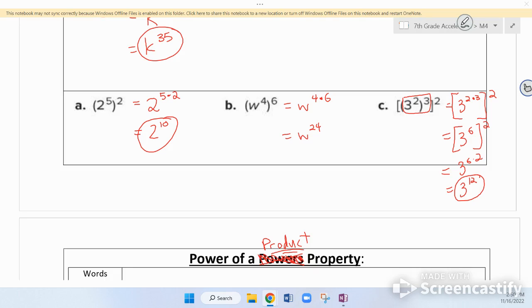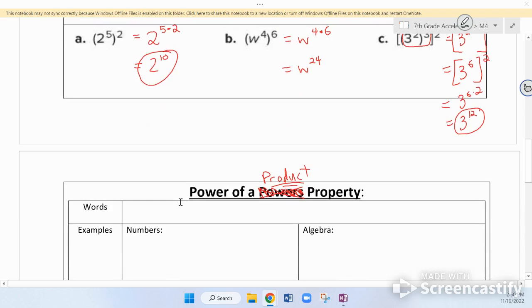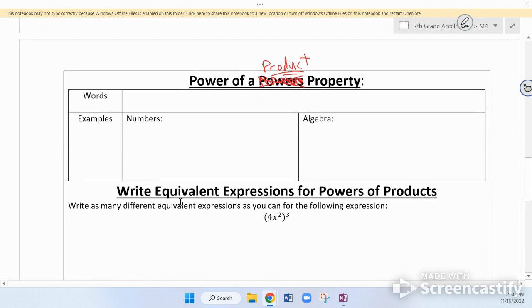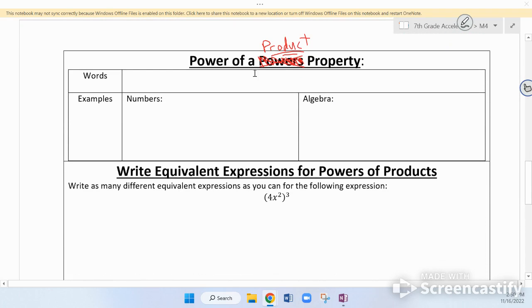Part two of lesson 4.3. We are going to move down here, and yes, I made another little typo. Please change that phrase there, the powers, to product. All right, we're taking a power of a full product.